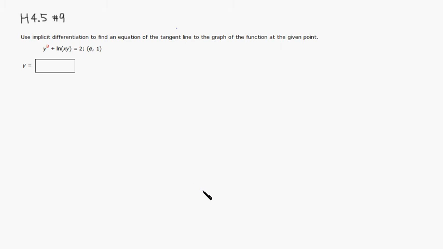Okay, let's look at homework 4.5, number 9. All right, so we want to find the equation of the tangent line using implicit differentiation. So let's do that. First, before we take the derivative, I'm going to simplify the equation a little bit. So the equation can be simplified.